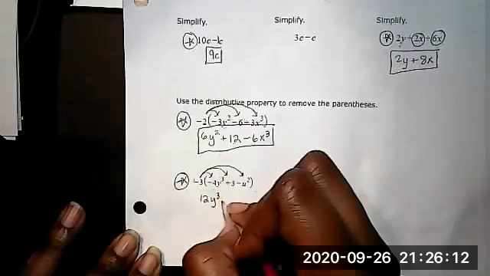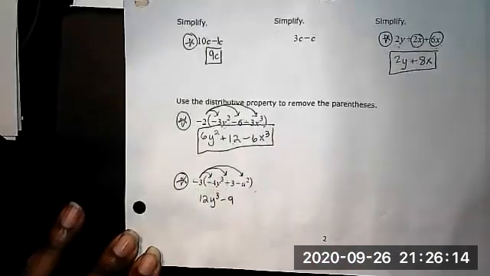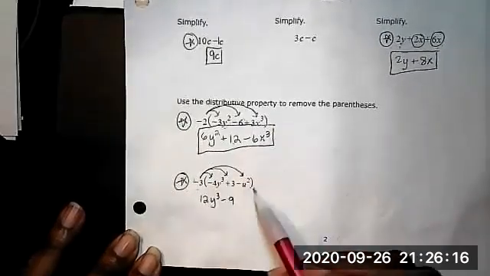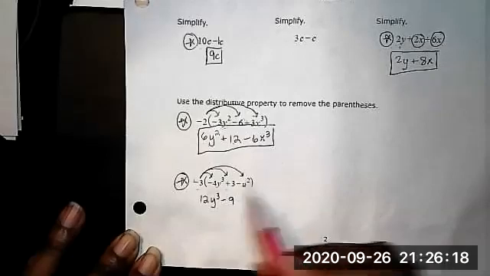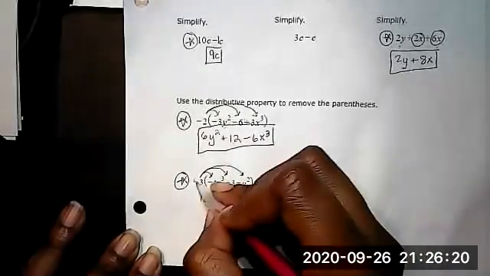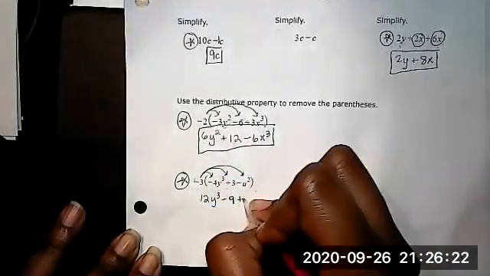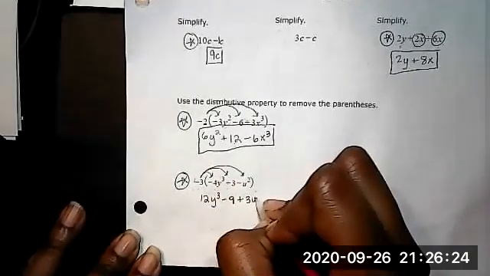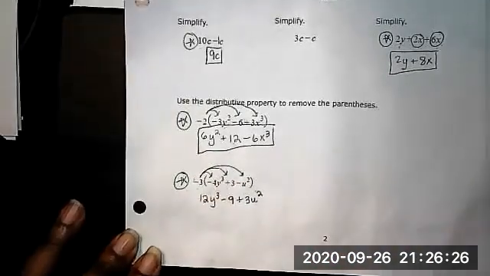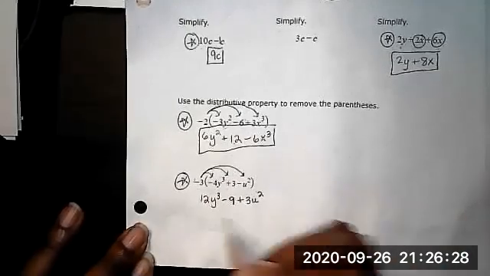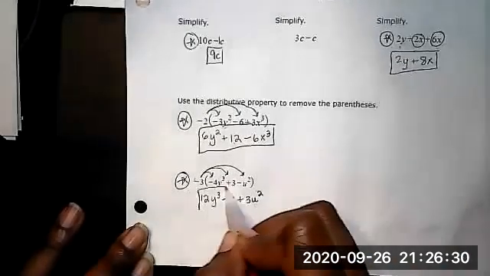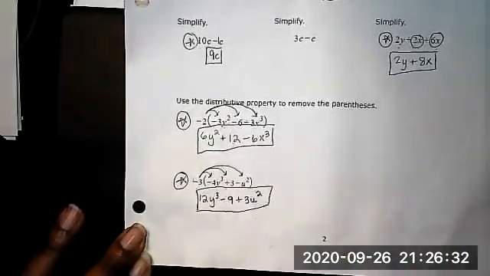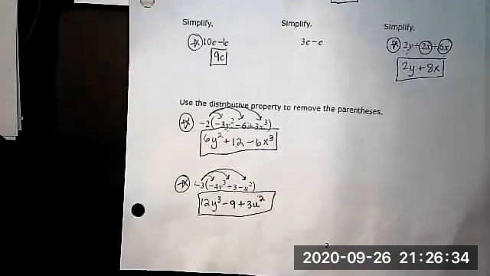-3 times 3, -9. And -3 times -u squared, okay? Basically, the negative and a negative become positive, and now I'm just going to put 3u squared. And you can't combine any of those because they are unlike terms, so we're just going to leave them like that. Okay, last page.